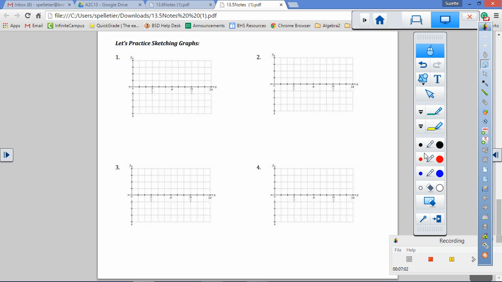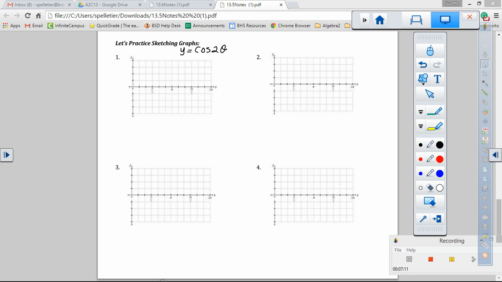So I'm going to give you some functions, and then we're going to practice them. So number 1, I want you to sketch y equals the cosine of 2 pi. If you want to, you can stop the video, try it, and then start the video back again and see if you did it right. So we're going to just make sure that we do pi over 2, pi, 3 pi over 2, and 2 pi. Okay? So the number in front of the cosine is 1, so that means my amplitude is 1.